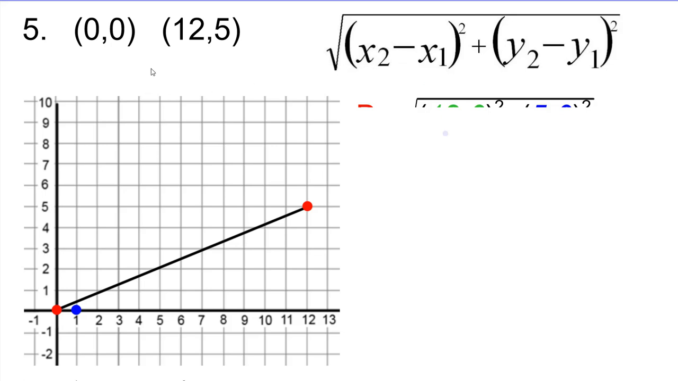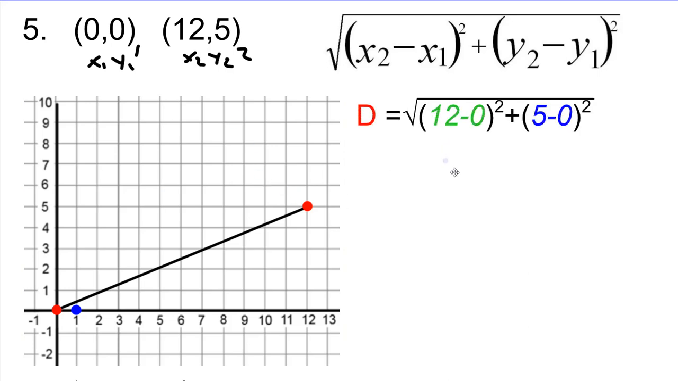So we can label our points here. We can label this our first ordered pair, and this could be our second one. So we have our (x1, y1) and our (x2, y2). Or if you want, you can just do this with the Pythagorean theorem, because we already have it graphed out, so we know what our x's and our y's are going to be. All right, so on this one, we got 12 and 0, so x2 minus x1 and y2 minus y1. So 12 minus 0 and 5 minus 0.